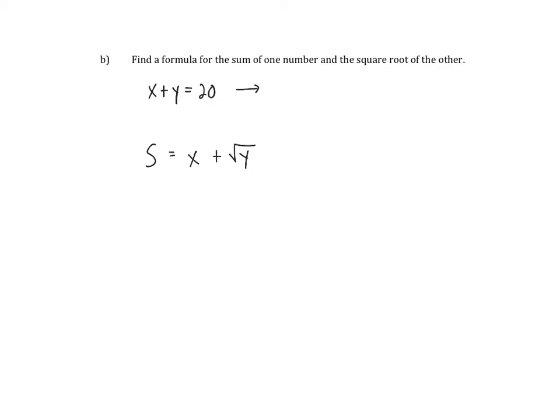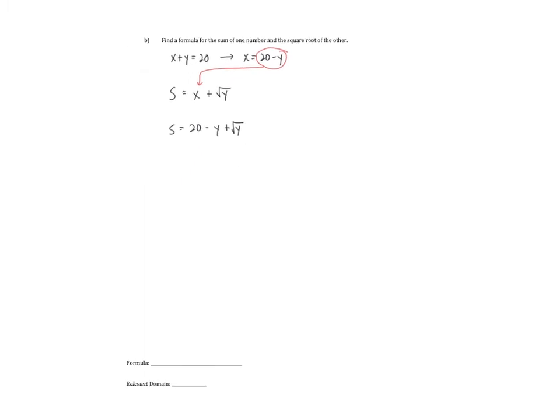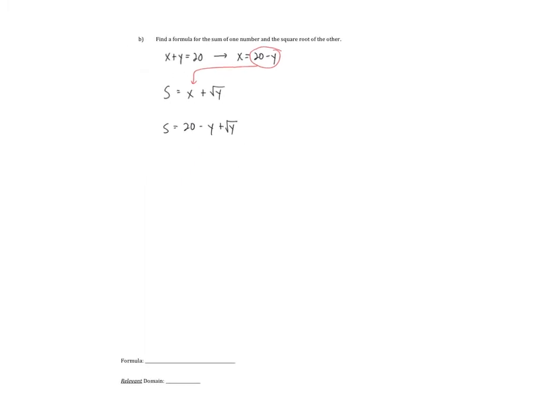I'm going to solve this one for, what's better? It doesn't really matter. I'll solve this one for x. And then we'll plug this in for x over here. Okay, so that's our formula. It's in terms of one variable. So let's write that down. 20 minus y plus root y.